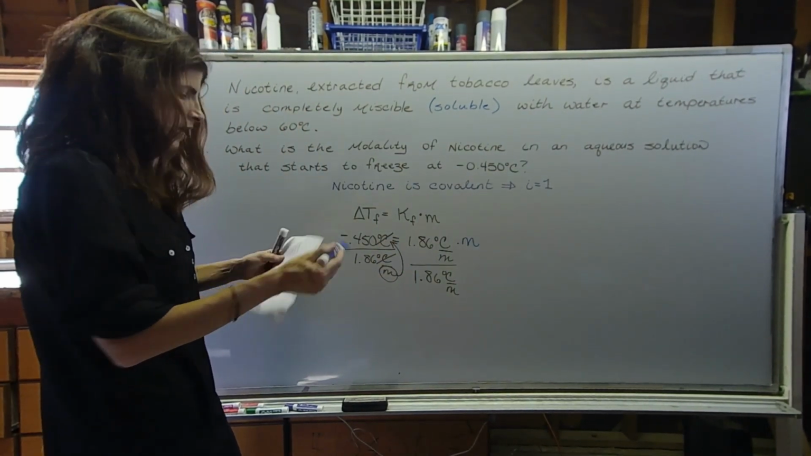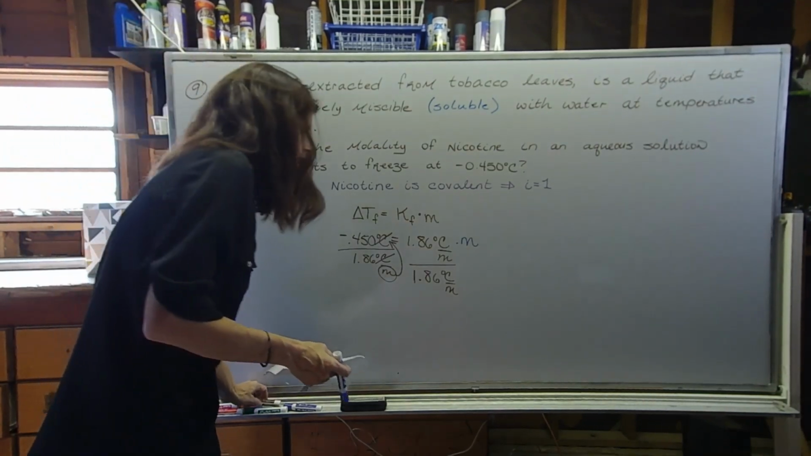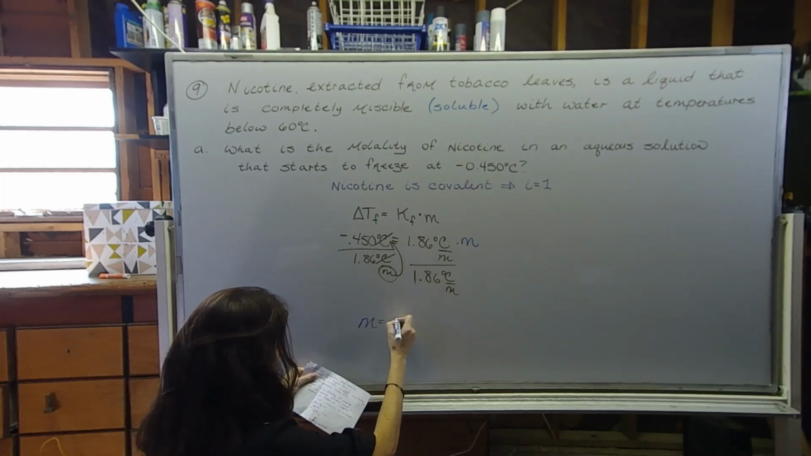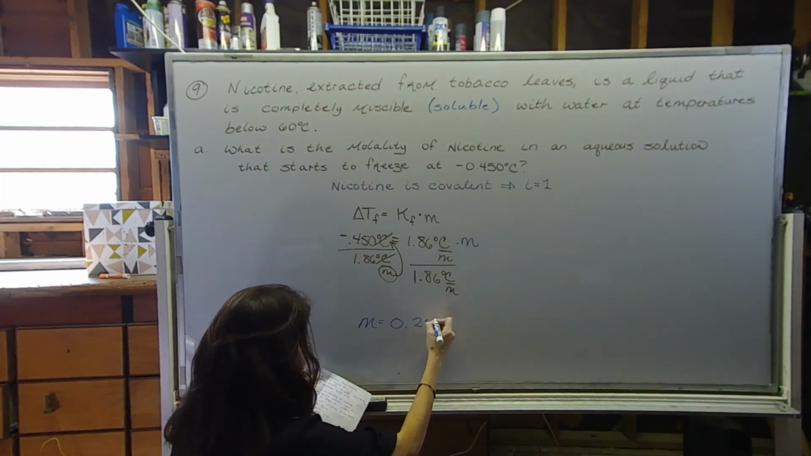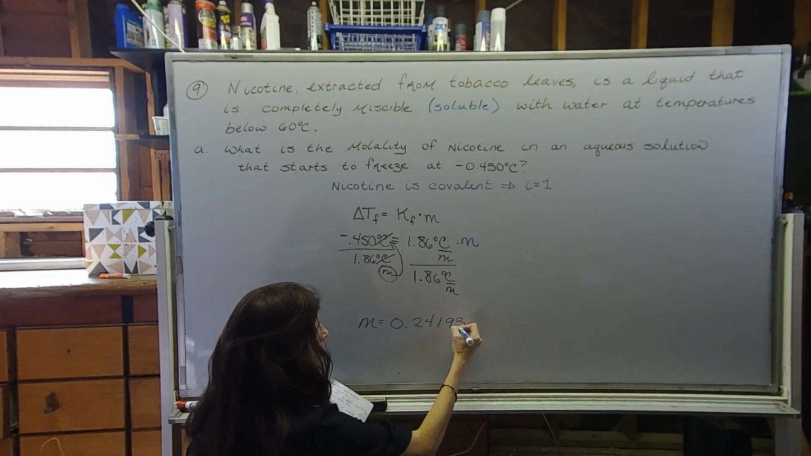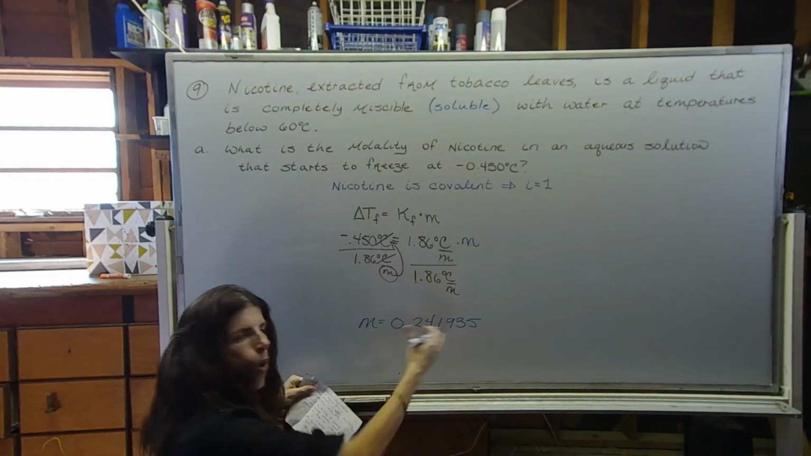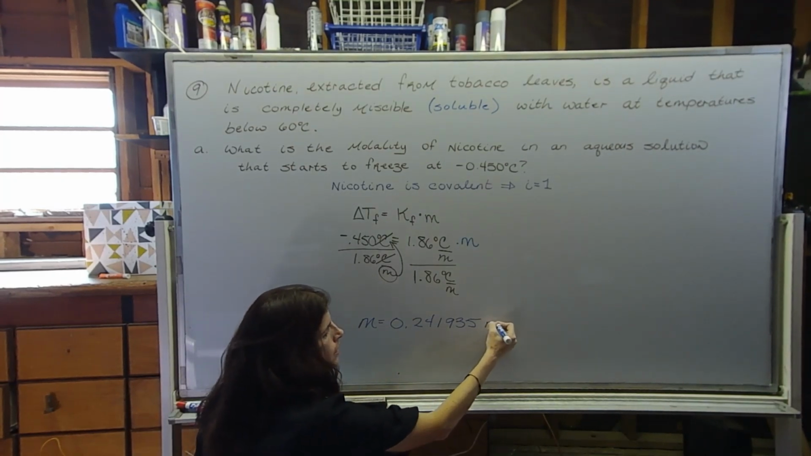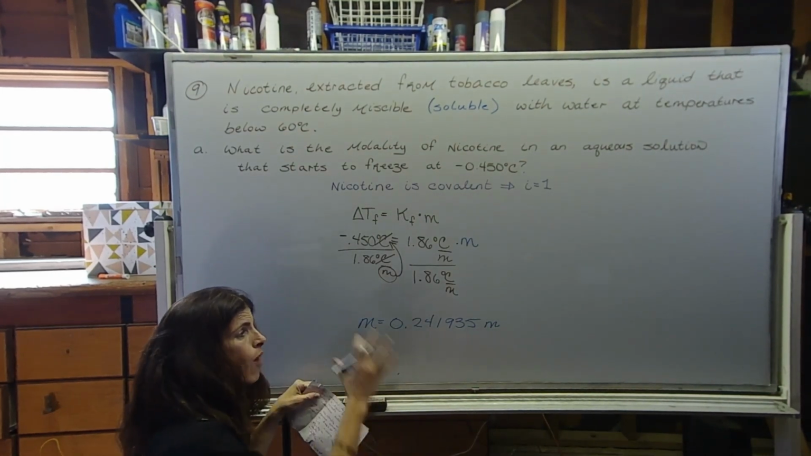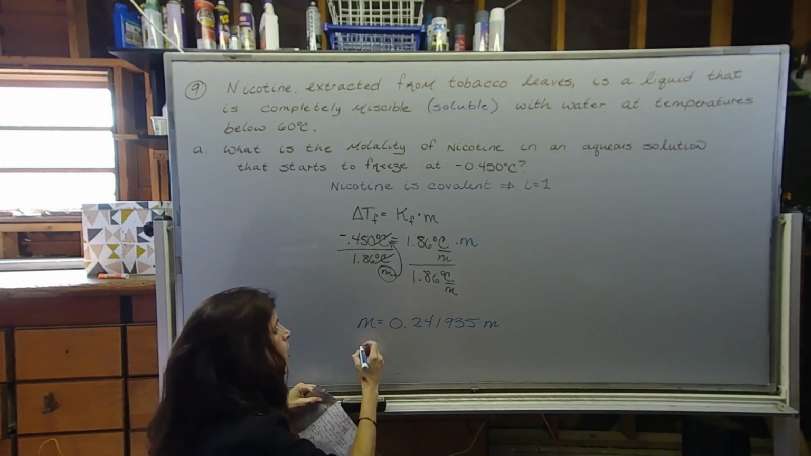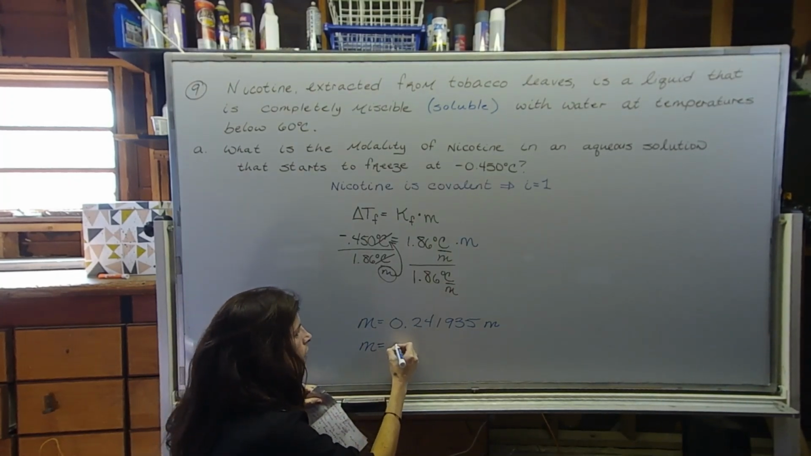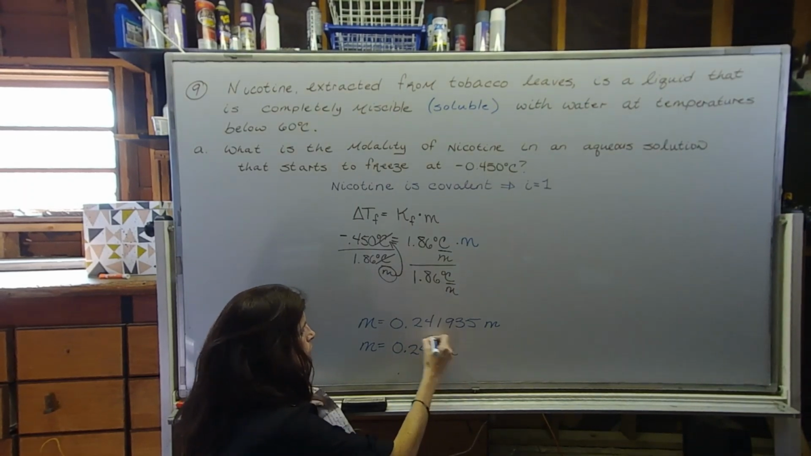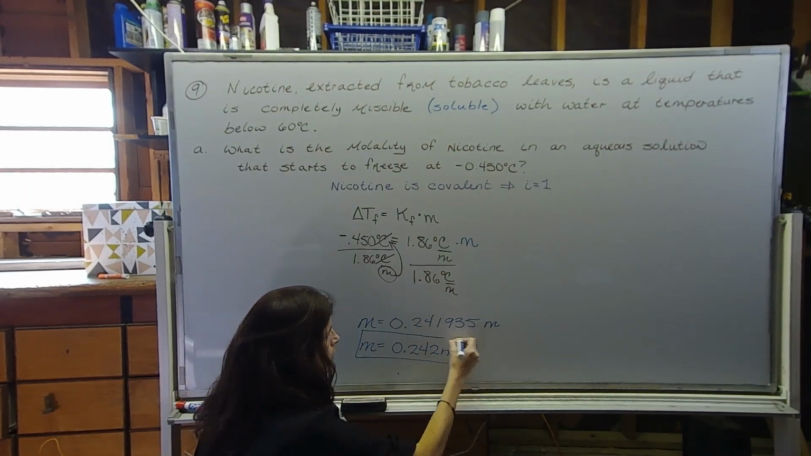When I crunched those numbers, I got a molality of 0.241935. I'm actually going to use the whole value, since it's a little bit longer in my calculator, in the next part of the problem. If the problem were to end right now, just in part A, I would say that I have a molality of 0.242 molal. I would round to 3 sig figs.